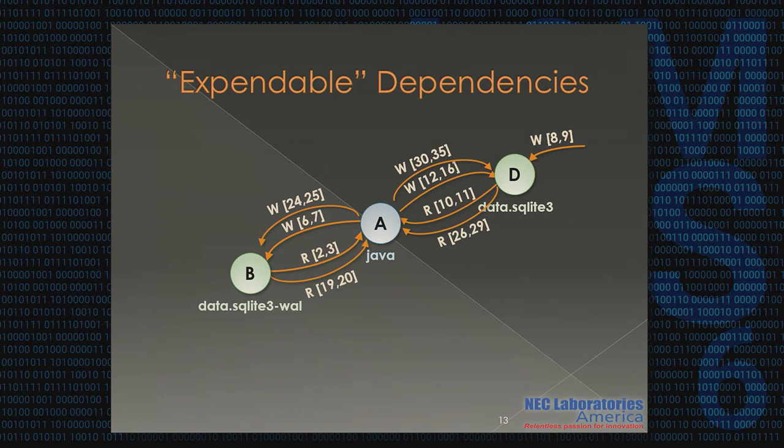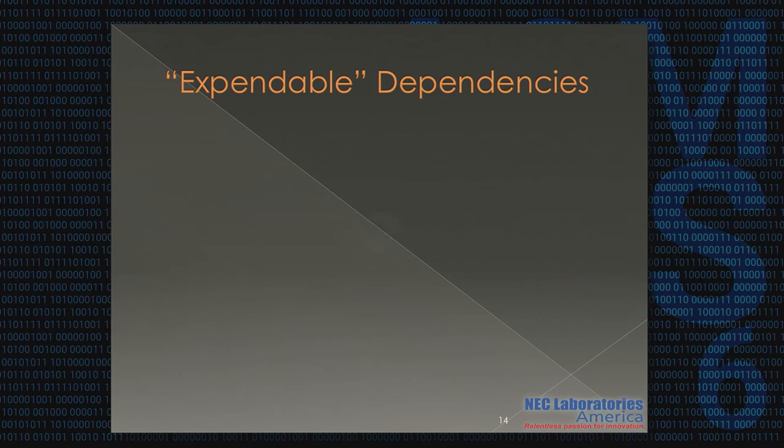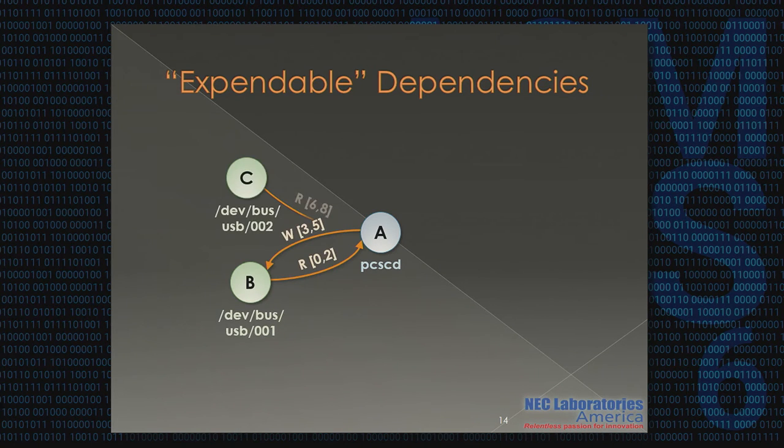And for that, for simplicity of presentation, we borrowed some terms from online social network study. It's called the EgoNet. Basically, we identify the process, Java, as the center node, and we draw a circle around the one-hop dependency, which captures all the nodes and the one-hop neighbor edges. And this forms the EgoNet. Although this EgoNet contains quite a bit of information, we can simply summarize it as a database update.